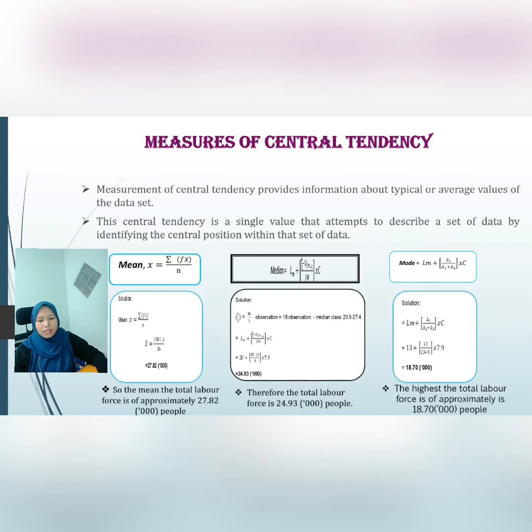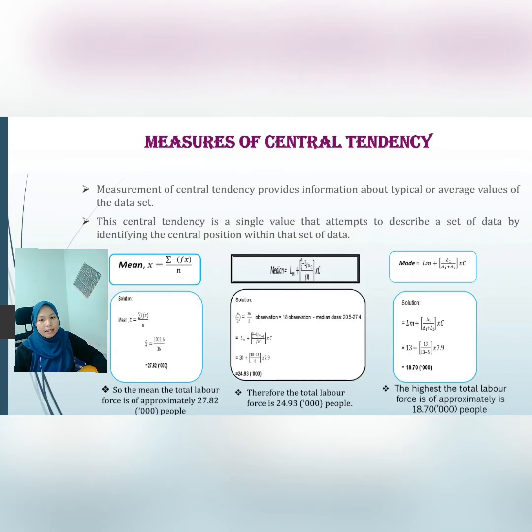Okay, first is mean. What is a mean? Mean is the average of all the data numbers. So the formula is x̄ equal Σfx divided by n. So after I calculate the data, I get the answer is 27.82 thousand. So the mean of the labor force is approximately 27.82 thousand people.